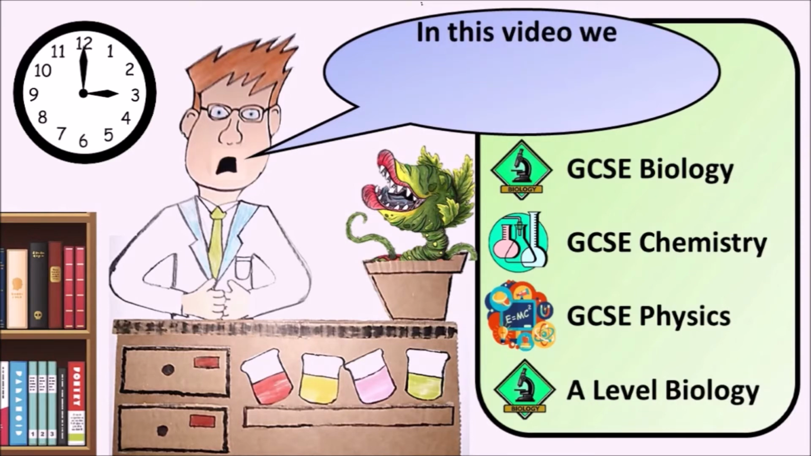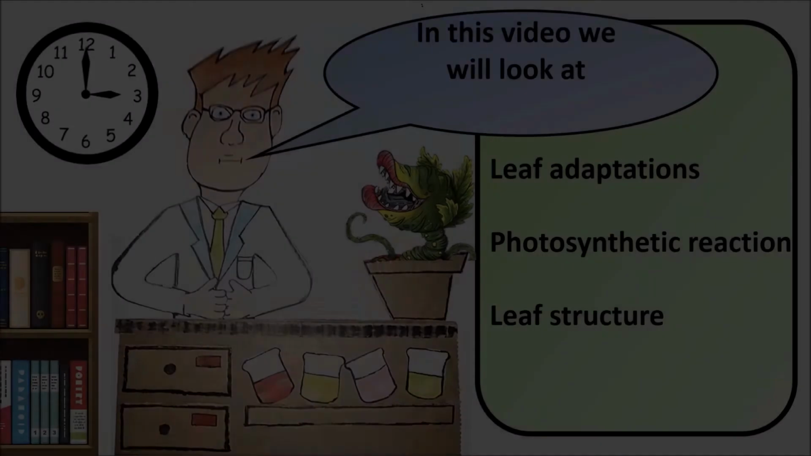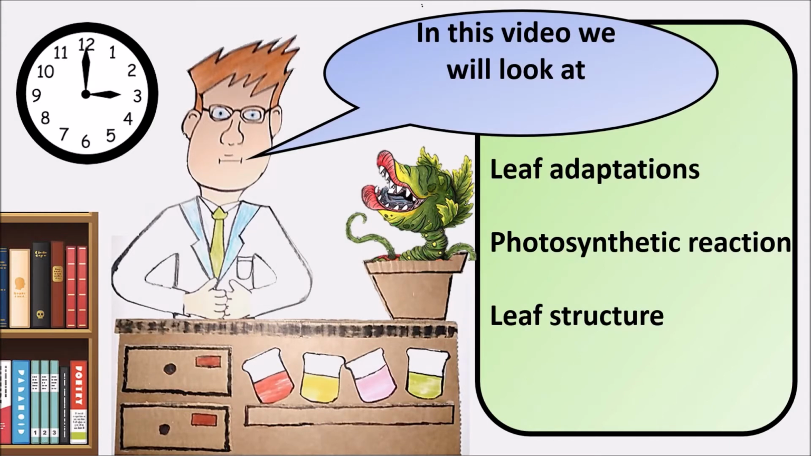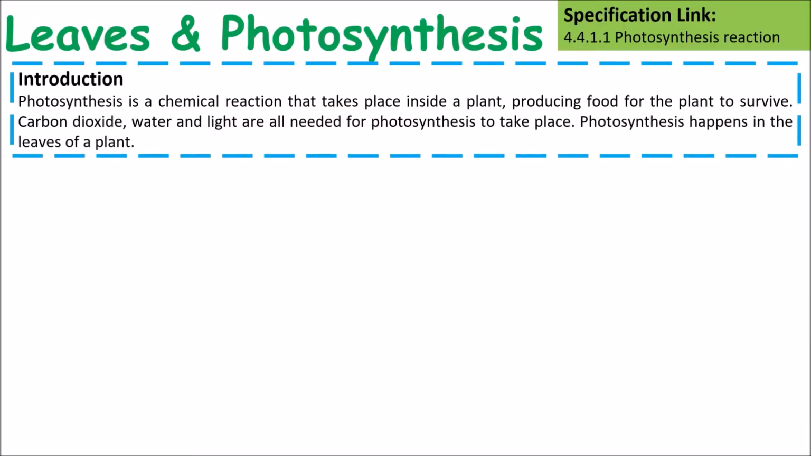In this video we will look at leaf adaptations, the photosynthetic reaction and leaf structure. Photosynthesis is a chemical reaction that takes place inside of a plant, producing the food, the glucose that the plant needs to survive. Carbon dioxide, water and light are needed for photosynthesis to take place.